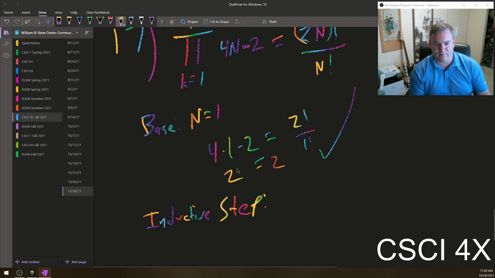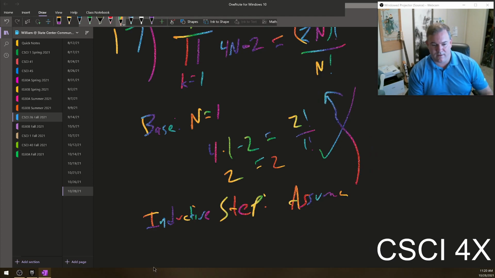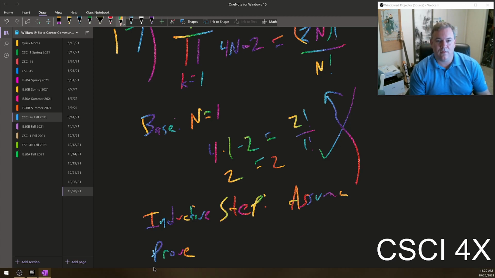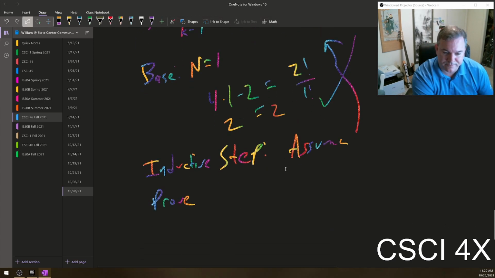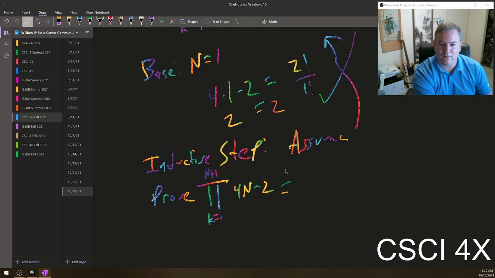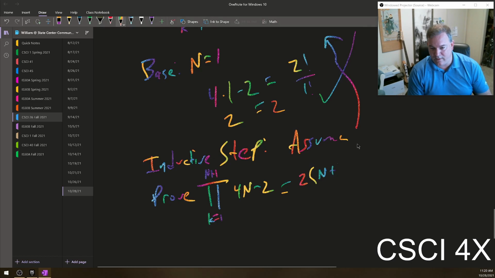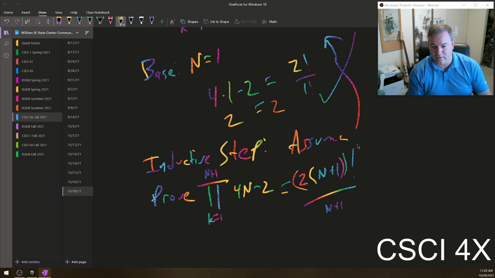So we're going to assume this to be true. I'm just going to write assume all that's true. And then we're going to prove it is true for n plus 1. So the product for k equals 1 to n plus 1 of (4k minus 2) equals, remember the quantity, (2(n+1))! over (n+1)!. Remember the quantity.